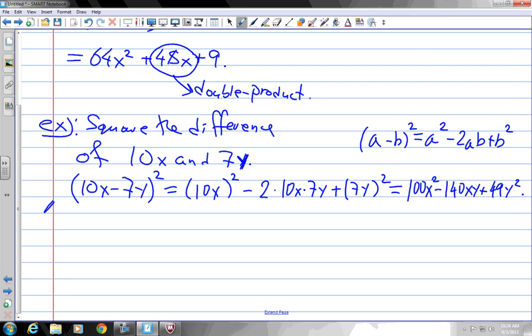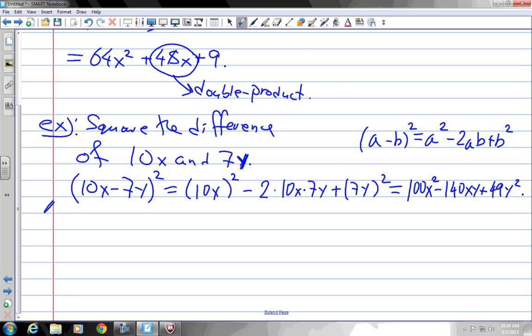Is that all right? And again, we can think of these problems in one step. You can just take the first term, square that, you get yourself 100x squared. Negative in there means negative in here. And then you do the double product. You multiply 10 and 7, so that's 70, and then you double that, that's 140. The variables get tagged along, so 140x squared. And then the last term squared is 49y squared.